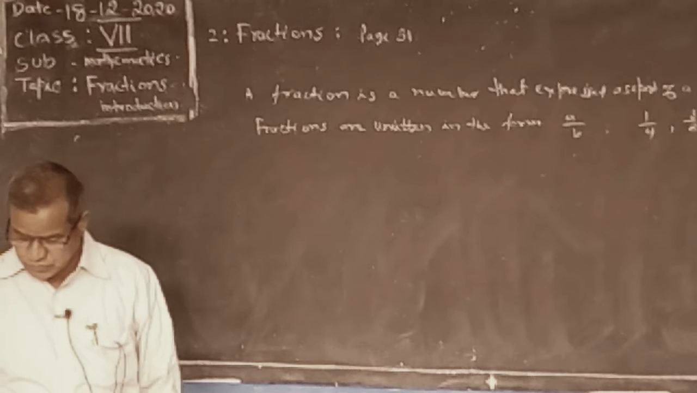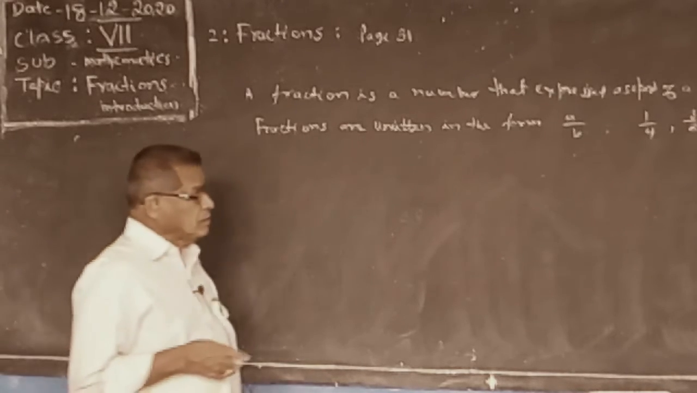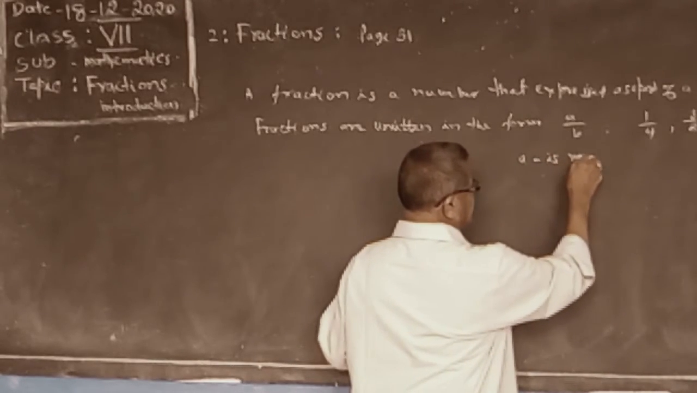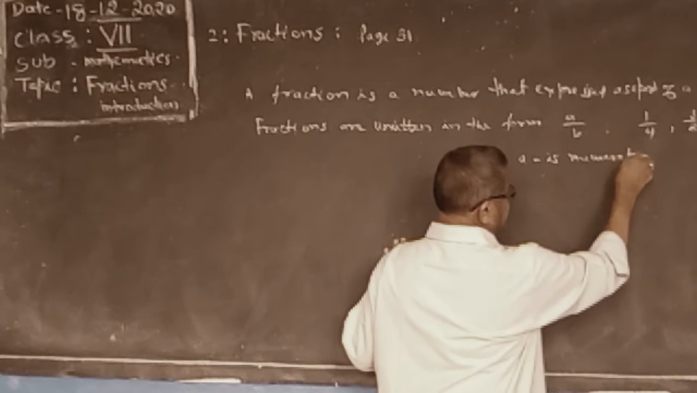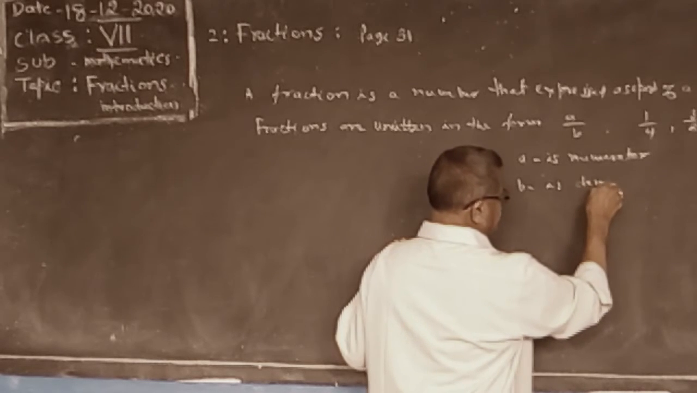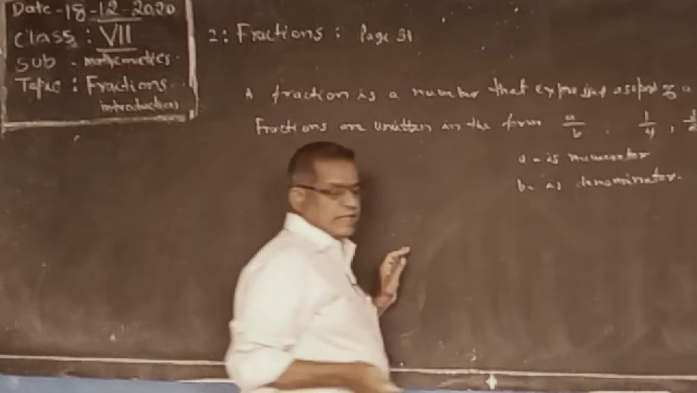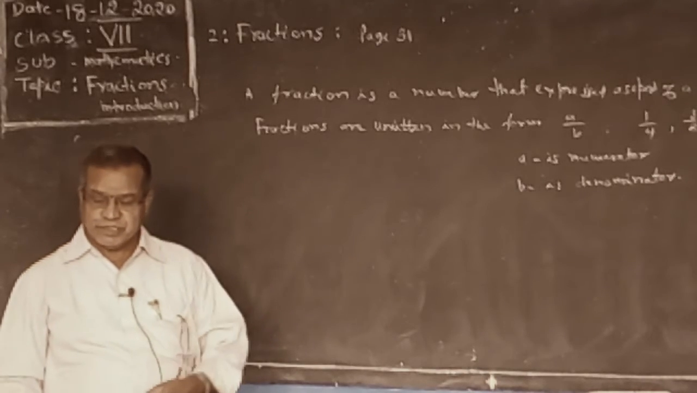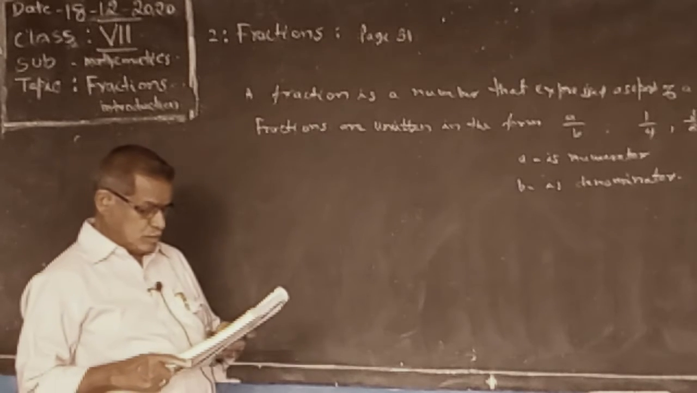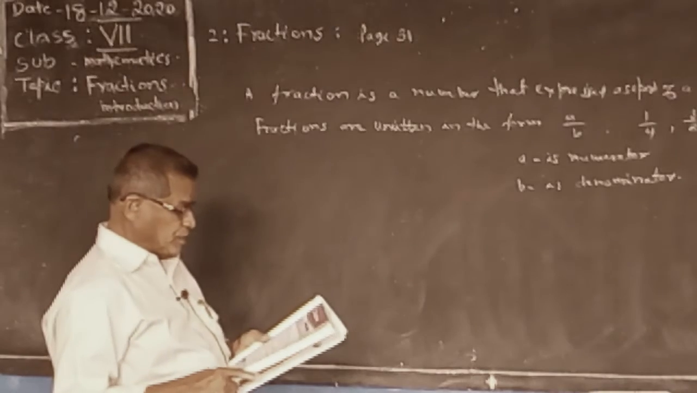So next, upper part is numerator, a is numerator, and b is denominator. A is numerator, b is denominator.